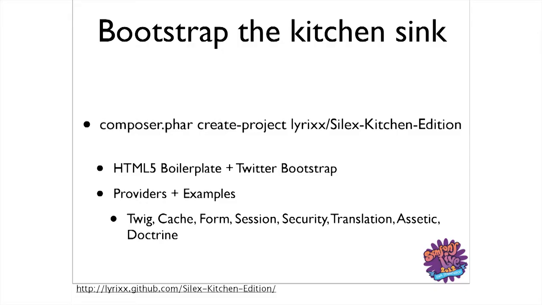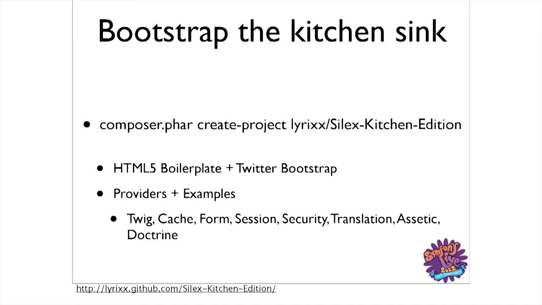With the kitchen sink, I think this is the best example because it provides all the features you're probably going to need for a real project. This awesome person, who I have no idea what their real name is, but GitHub/Lyrics, has created a great project called Silex Kitchen Edition. It essentially provides HTML5 boilerplate with Twitter Bootstrap with a bunch of different providers enabled by default and some examples. So if you're really looking to get started, the best way to do it is to use this line to create a new Silex project. So Composer create-project lyrics/silex-kitchen-edition.